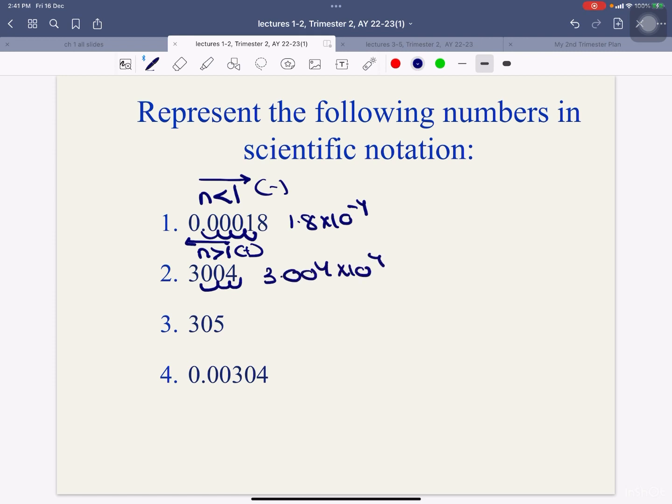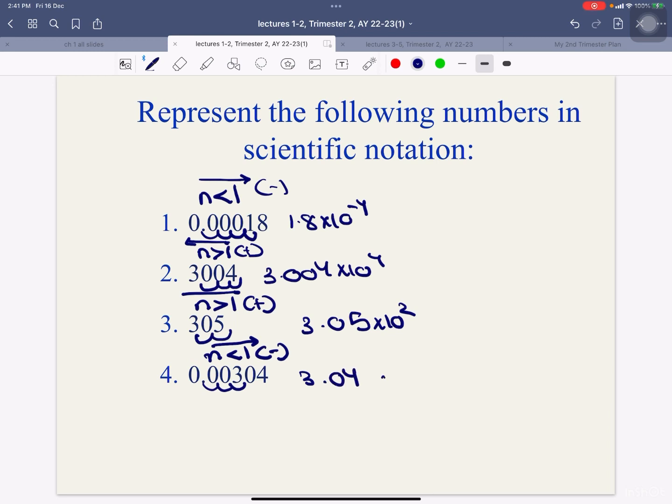Okay, here number 3, n is greater than 1. So we're going to go here. Power is positive, so 1, 2. 3.05 times 10 to the power of 2. Okay, here number 3, last one, n less than 1 and the power will be negative, and we're gonna go to the right. So 1, 2, 3. 3.04 times 10 to the power of negative 3.